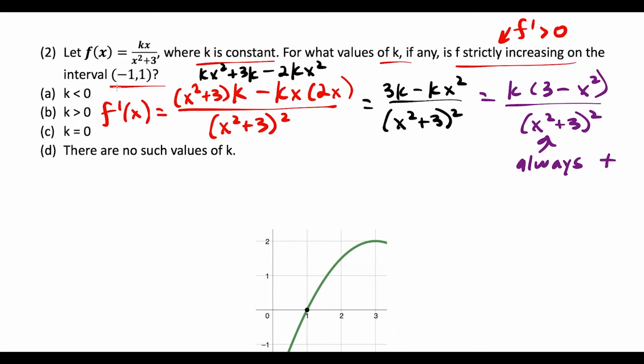And now be mindful, we're on this interval from negative 1 to 1. So if we had to find critical points here, we could. The critical points would occur when the factor 3 minus x squared is equal to 0, which would give us x equals plus or minus radical 3. So if we wanted to make a sign chart for f prime, we could do this.